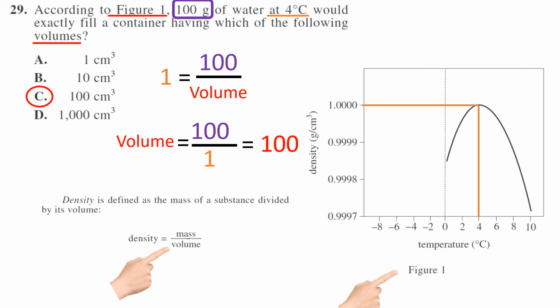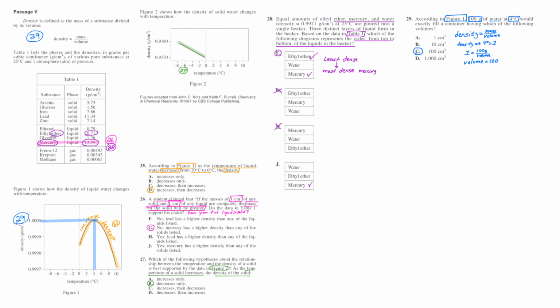That one takes a little bit of time to work through. It's doable, but it does take some time. Just break down the question. It tells you where to go. Answer is C. So a quick review of our answers. 25 is D, 26 is G, 27 is B, 28 is F, and 29 is C.